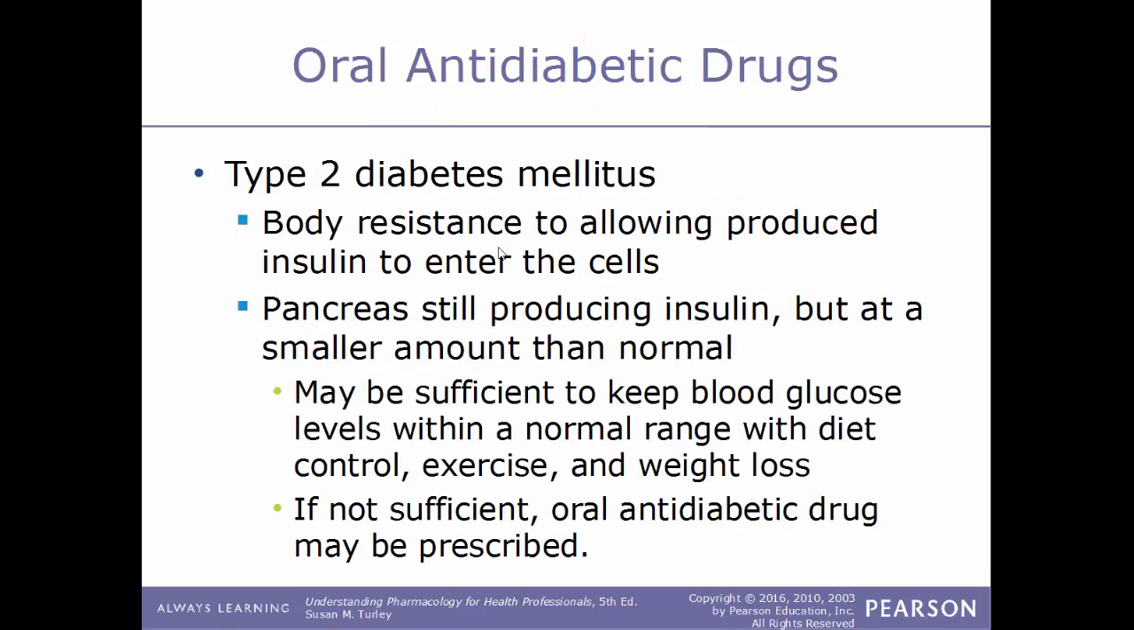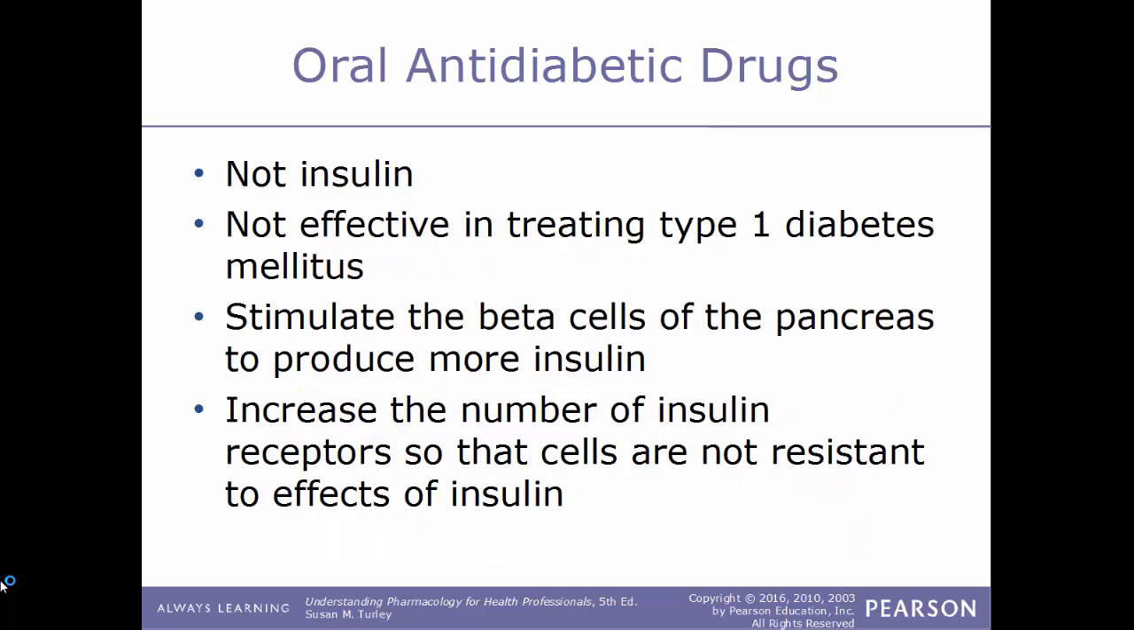All right, now we'll talk about oral antidiabetic drugs. When it comes to type 2 diabetes mellitus, the pancreas still makes insulin, but at smaller amounts than normal. Or there could be a situation where the body is resistant to allowing the insulin as produced from entering the cells. Now, it may be sufficient enough to keep the levels of blood glucose within the normal range, with some controls on the patient's diet and exercise and weight loss. If this can't be controlled through those steps, then an oral antidiabetic drug may be prescribed.